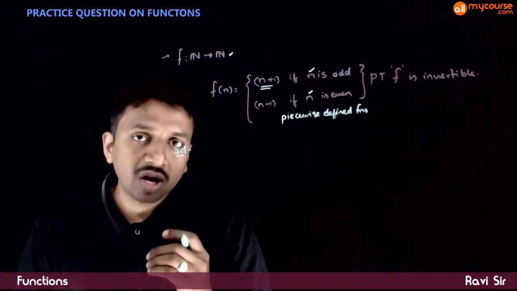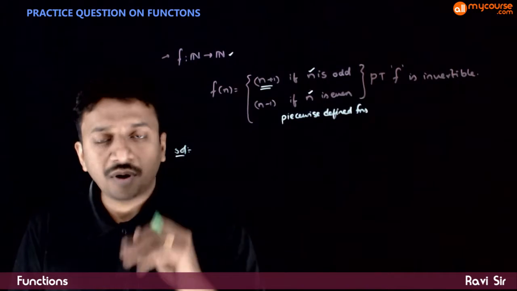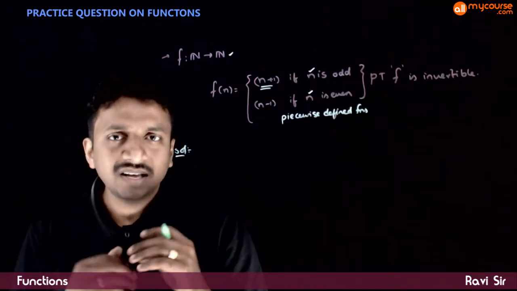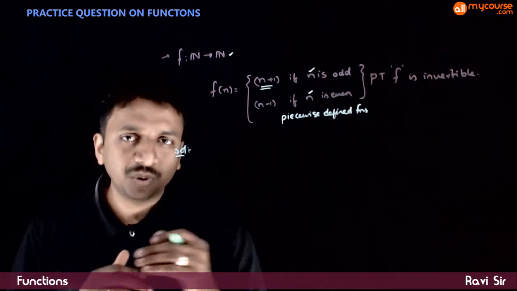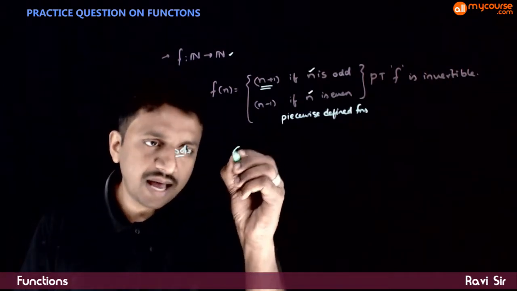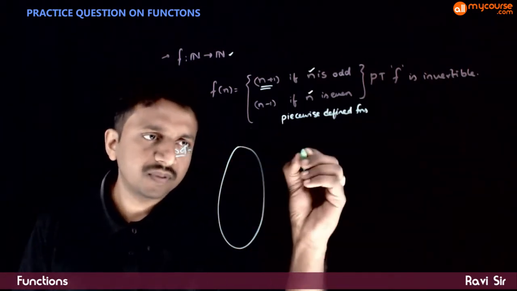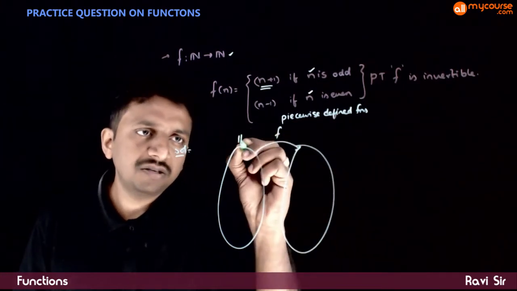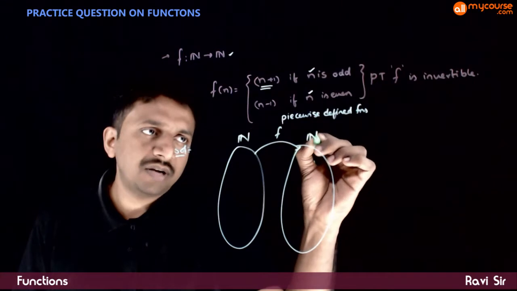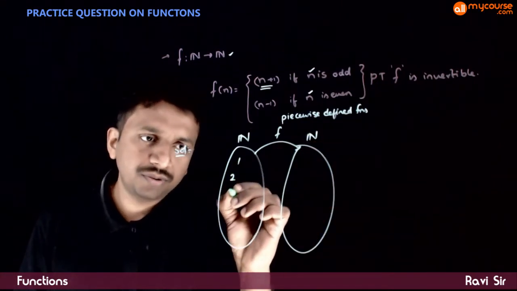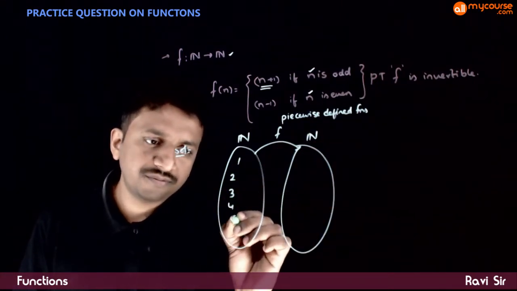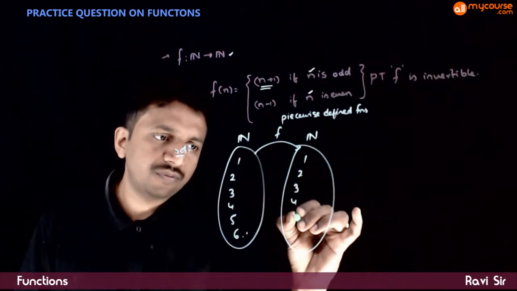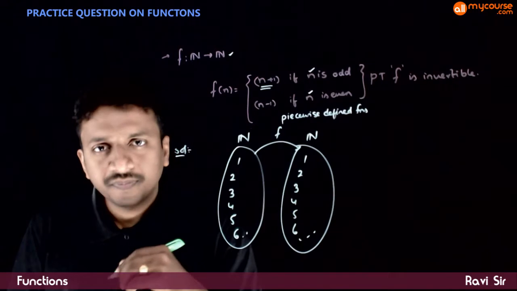So first let us draw the diagrammatic form of this function and convince ourselves that it is an invertible function before trying to prove it. I draw a function like this. Let f be the function defined from natural numbers to natural numbers. 1, 2, 3, 4, 5, 6, and so on, in both sets.